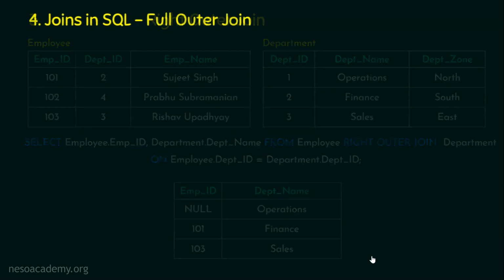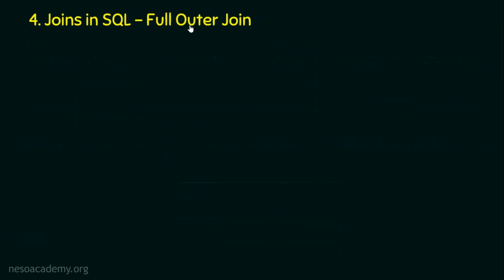Now let's step into the next category, the full outer join. In the left outer join, we got all the rows from the left-hand side table and matching rows from the right-hand side table. In right outer join, we got all the rows from the right-hand side table and matching rows from the left-hand side table.